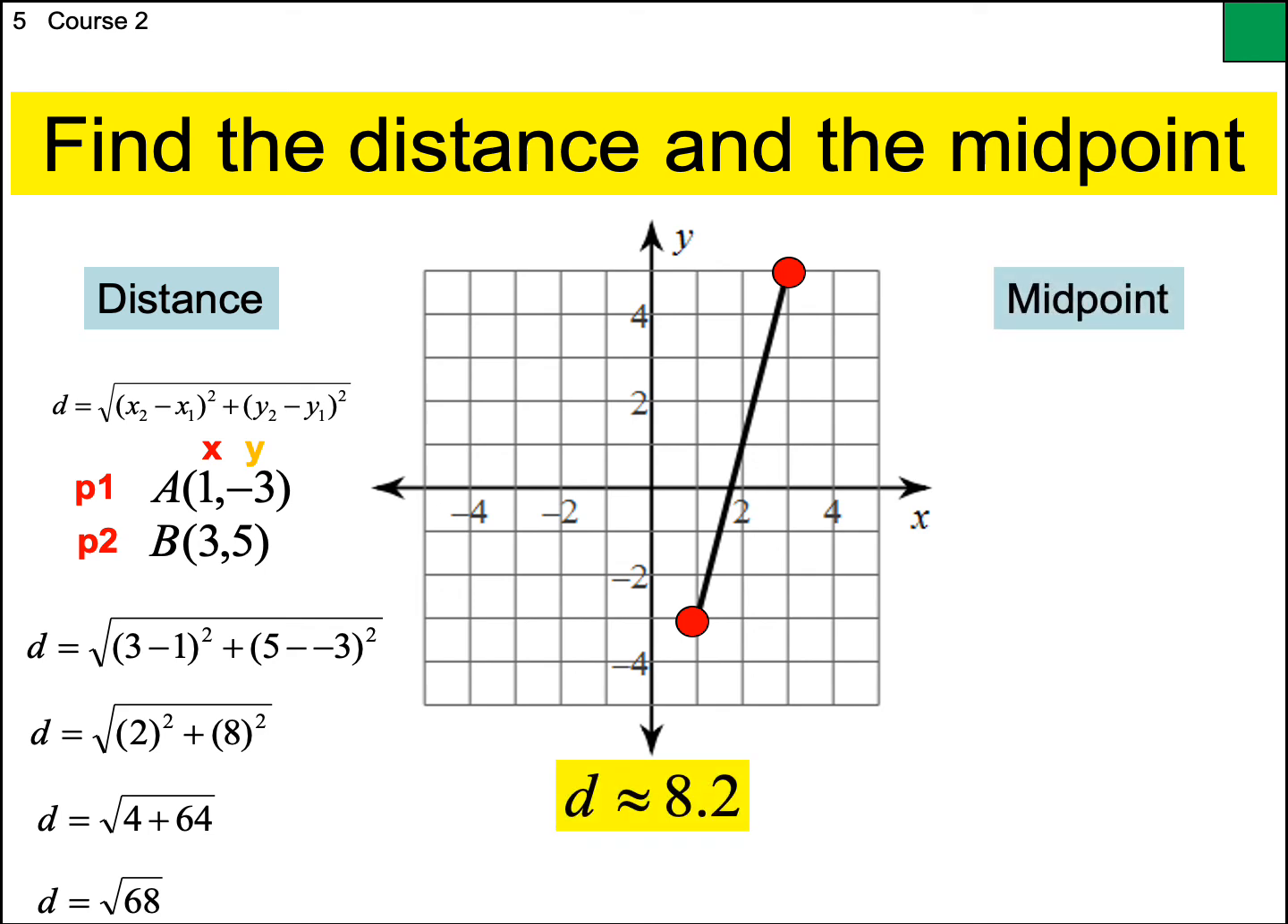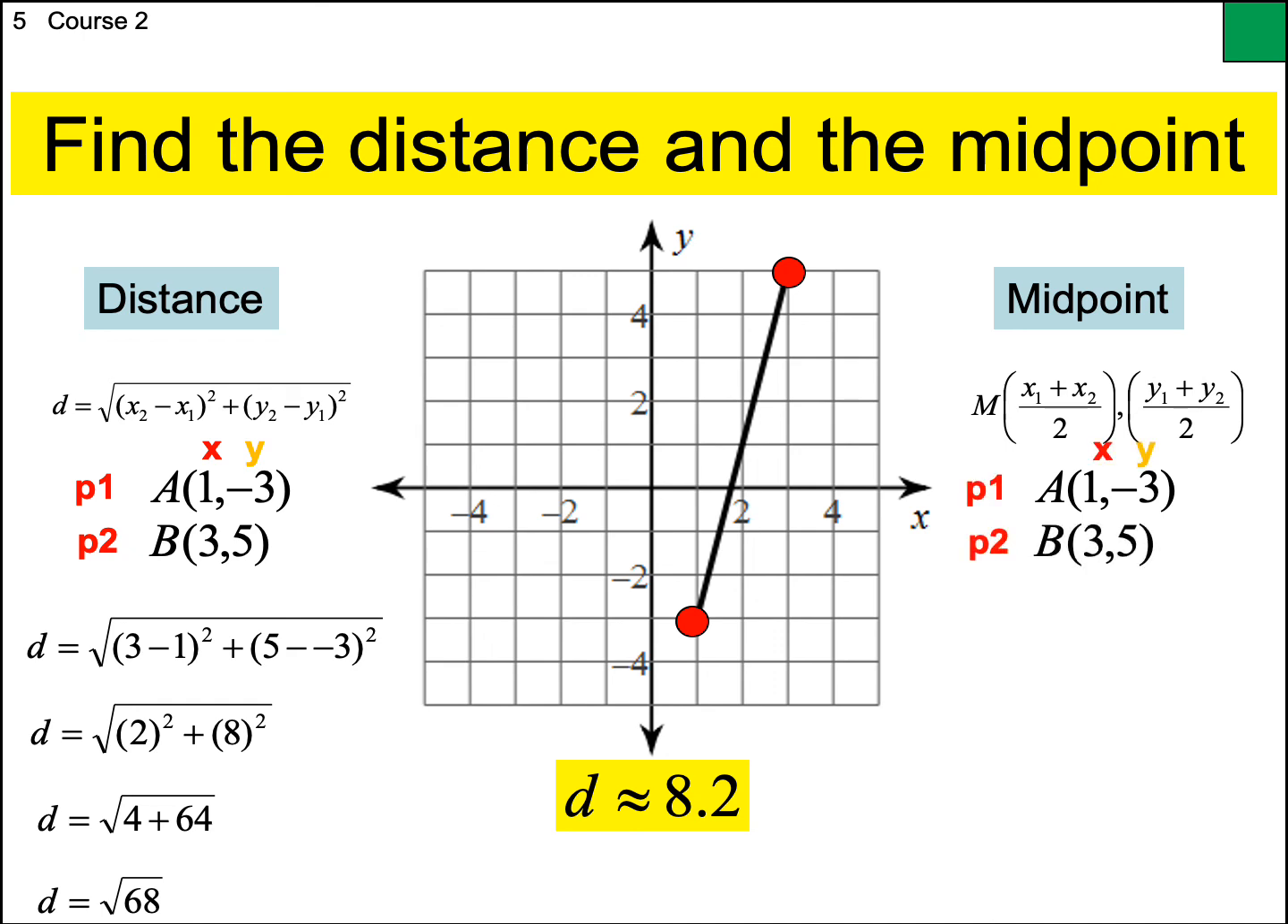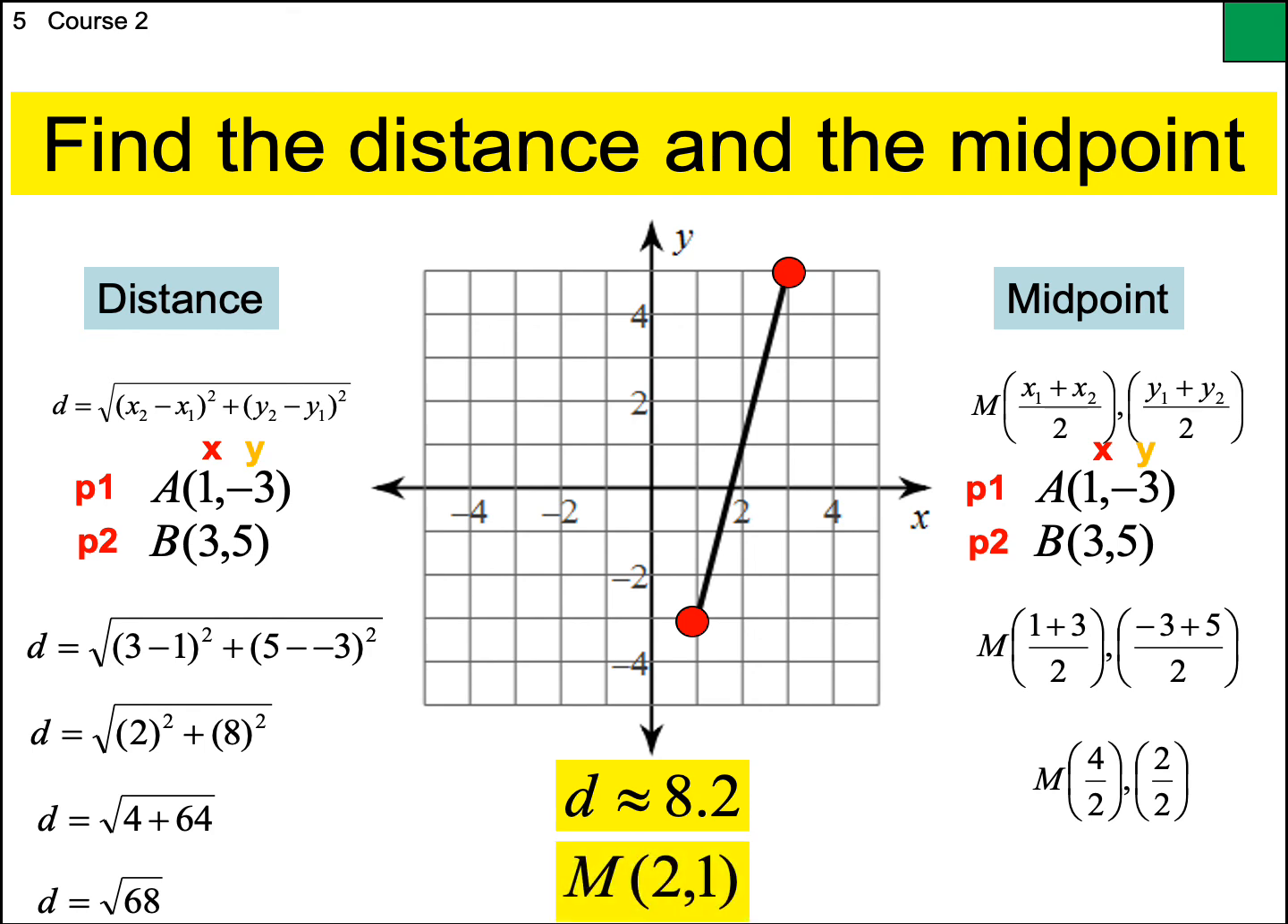Do the same thing with the midpoint. So midpoint formula, my 2 points, I label x, y, point 1, point 2, and just plug and chug through the formula. So that would be 1 plus 3 over 2, comma, negative 3 plus 5 over 2. 1 plus 3 is 4, negative 3 plus 5 is 2. 4 divided by 2 is 2, 2 divided by 2 is 1, so we get 2 comma 1. And there you go. That's how those are done.